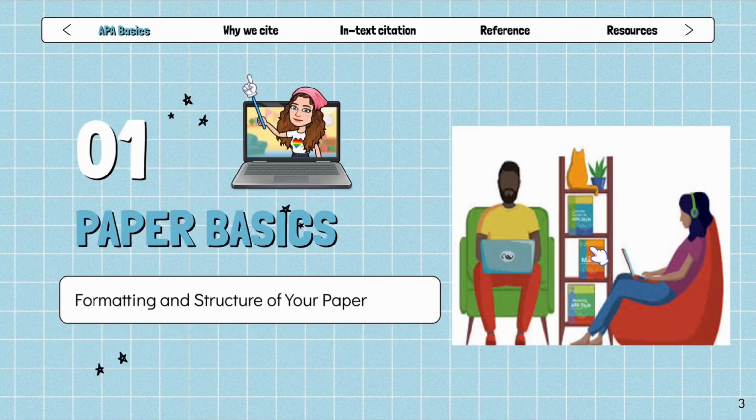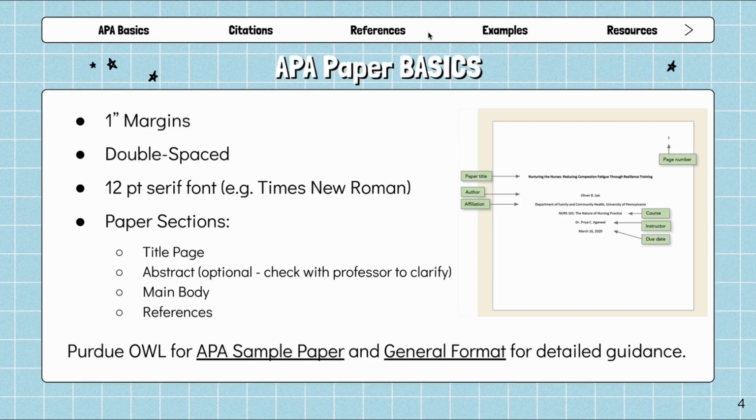Paper basics, formatting and structure of your paper. You'll need a 1-inch margin. Typically, word processing software like Microsoft Word and Google Docs and others will already have this set, but always double check. Your page must be double spaced and include a 12 Times New Roman font.